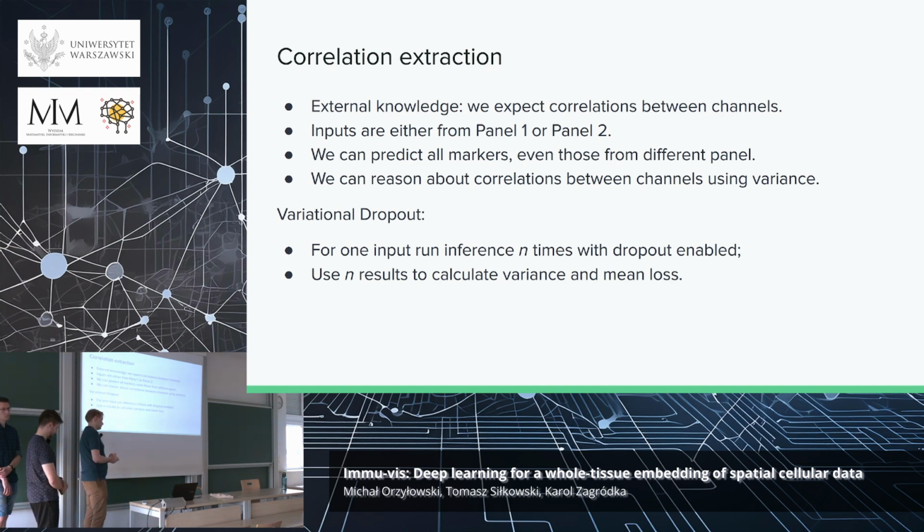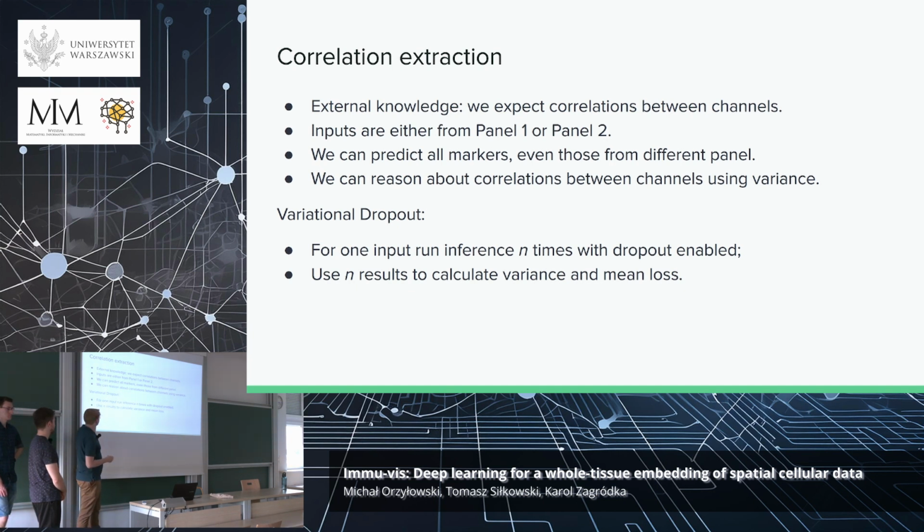In our work, we do this by having our inputs in panel 1, so there are some markers that only appear in panel 1, some that only appear in panel 2, and some that appear in both. And we can see these correlations when we look at the variance that is outputted by the model. It gives us some insight about what the model considers to be quite uncertain or certain.